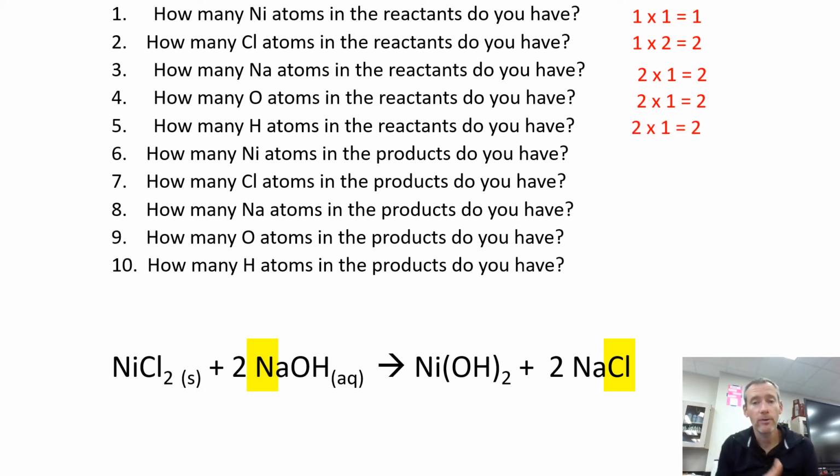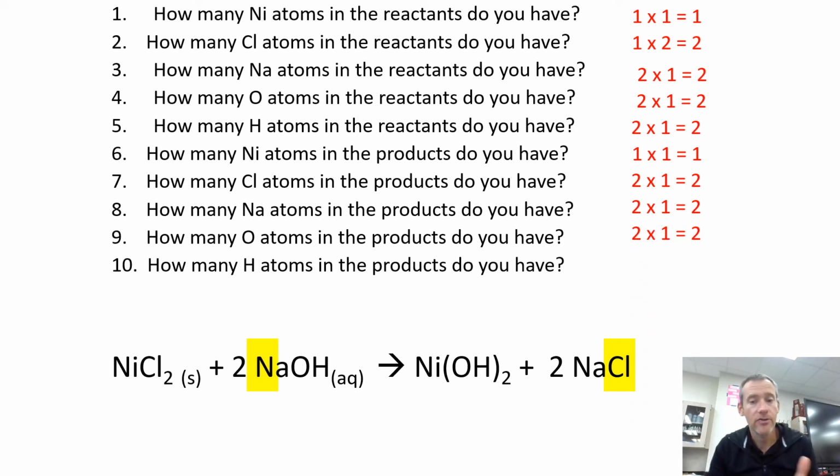Okay, so the reason why Na, O, and H are all 2 is because there are 2 molecules of NaOH. So it's like NaOH plus another NaOH. So 2 atoms of Na, 2 atoms of oxygen, 2 atoms of hydrogen. On the product side, nickel is 1 and 1. And for chlorine, 2 times 1, because there's a 2 in front of NaCl. For sodium, again, 2 times 1, because there's a 2 in front of NaCl.